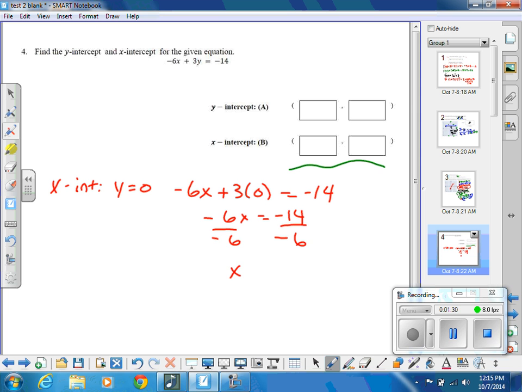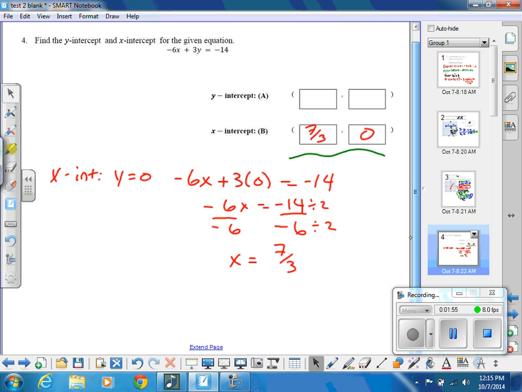And with x equal to this, I have a negative over negative, so that's going to become a positive, and I can reduce this by 2. So divide them both by 2. I end up with 7 over 3. So yeah, it's a fraction. I don't want to graph that. Thank goodness we don't have to. So I need to write this for the x-intercept, 7 over 3, comma 0, because that's what the point is.